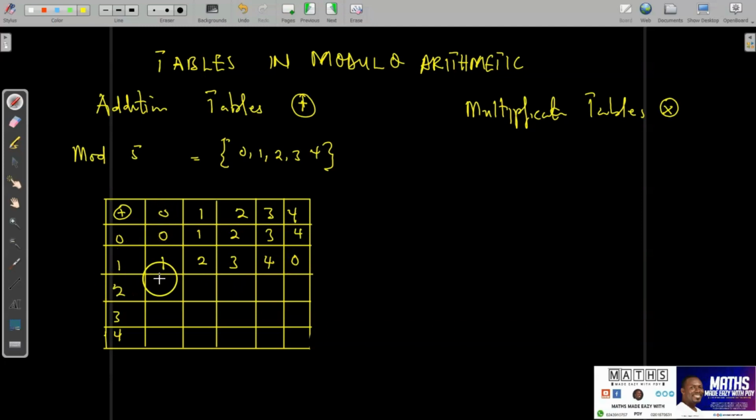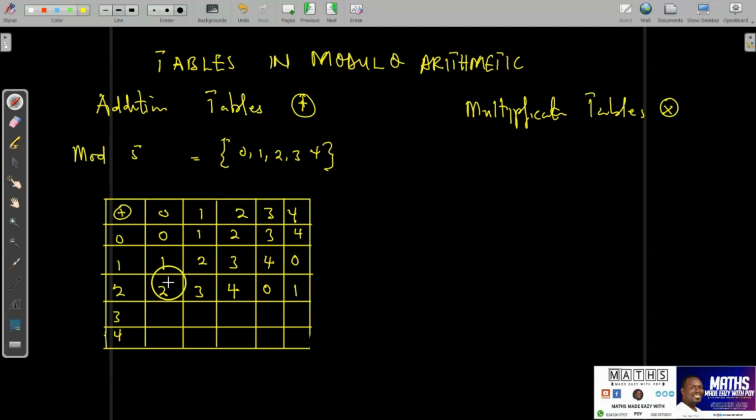Then we have 2 plus 0, the answer is 2. 2 plus 1, the answer is 3. 2 plus 2, the answer is actually 4. But 2 plus 3, we have the answer as 5. And 5 in mode 5, what do we expect? 0. 2 plus 4, the answer is 6. We can put 6 down. So 6 in mode 5, what is the answer? 1. So the cycle begins again.